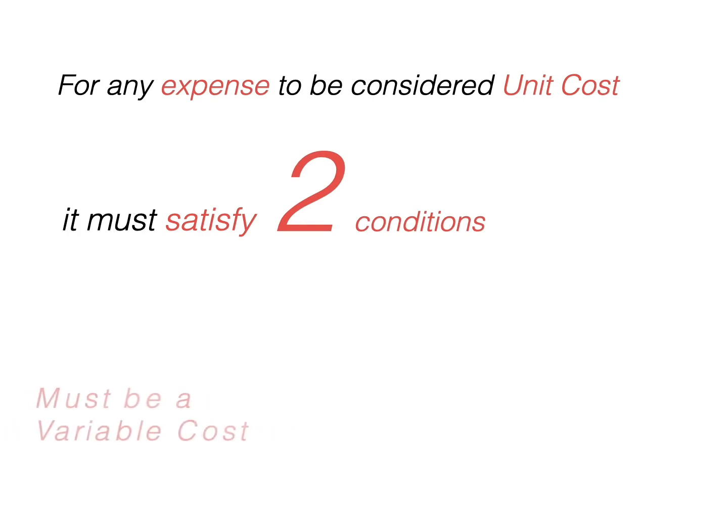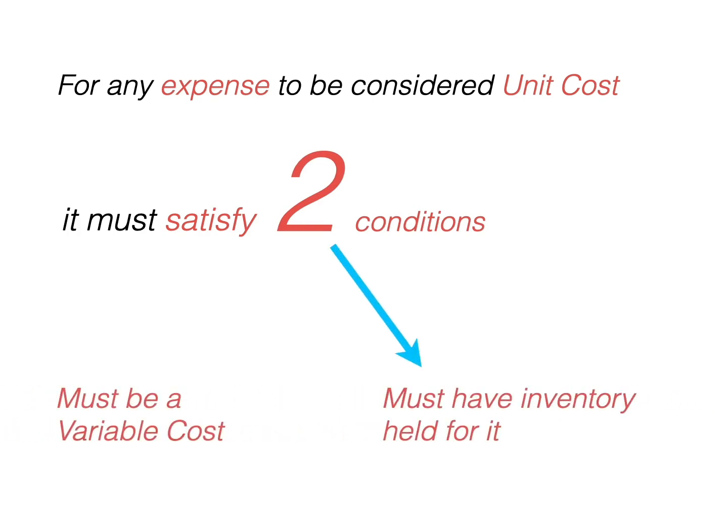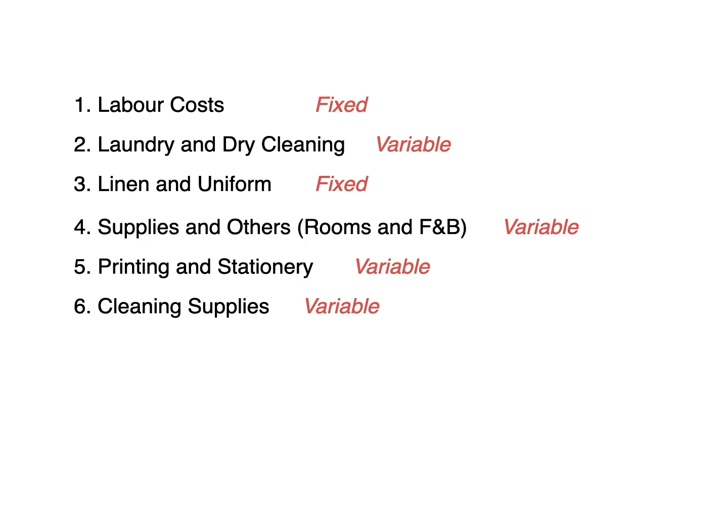Let us go back to our list of expenses from the previous slides. We had assigned cost behaviors to these expenses listed here belonging to the rooms department earlier. Now, according to the two requirements in the previous slide, fixed expenses cannot be considered, so only variable expenses will apply. So labor costs, linen and uniform costs are out of the picture, being fixed costs.